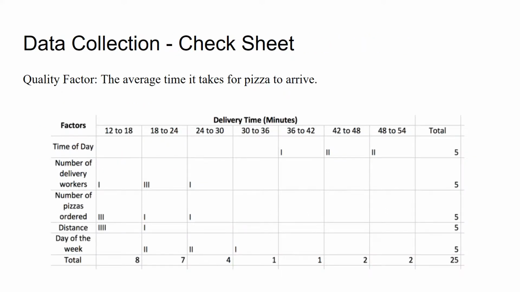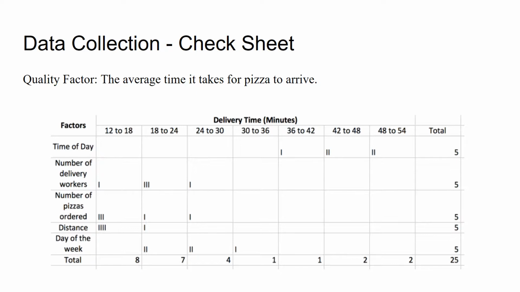To collect the data, we began with the check sheet. The check sheet technique is aimed to develop a chart that deals with the time at the location where the data is generated. Here we looked at the time of day, number of delivery workers, number of pizzas ordered, distance, and the days of the week. For each possible cause identified in the above section, we measured the average time it took for each delivery. We observed 5 deliveries each for the possible causes, and therefore the quality factor is the average time it takes for a pizza to arrive.